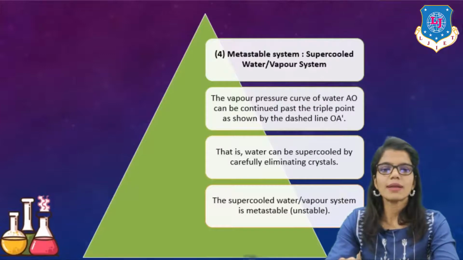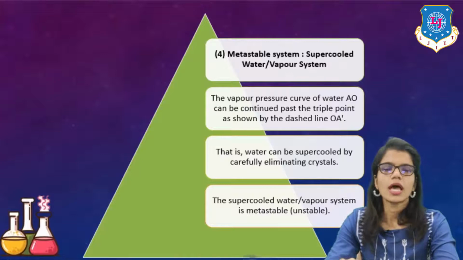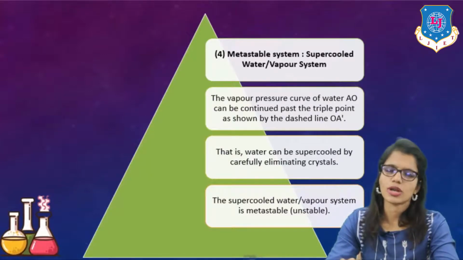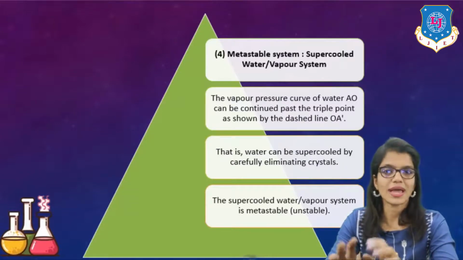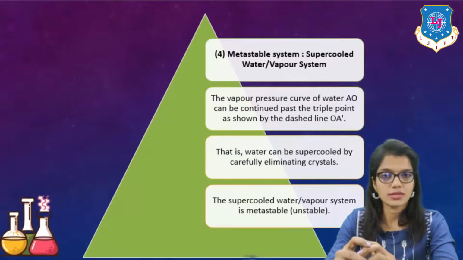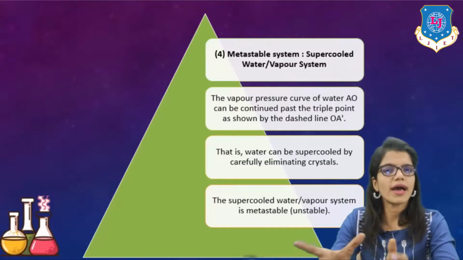At this point we get a curve OA dash, which is known as the metastable curve or supercooled curve, right? That is, water can be supercooled carefully by eliminating crystals. It is possible. For that you have to eliminate all the crystals from the water. The supercooled water vapor system is a metastable system, or I should say it is an unstable system. In this manner, we can understand how the water system can be represented, where it is non-variant, where it becomes monovariant, and when it becomes bivariant.